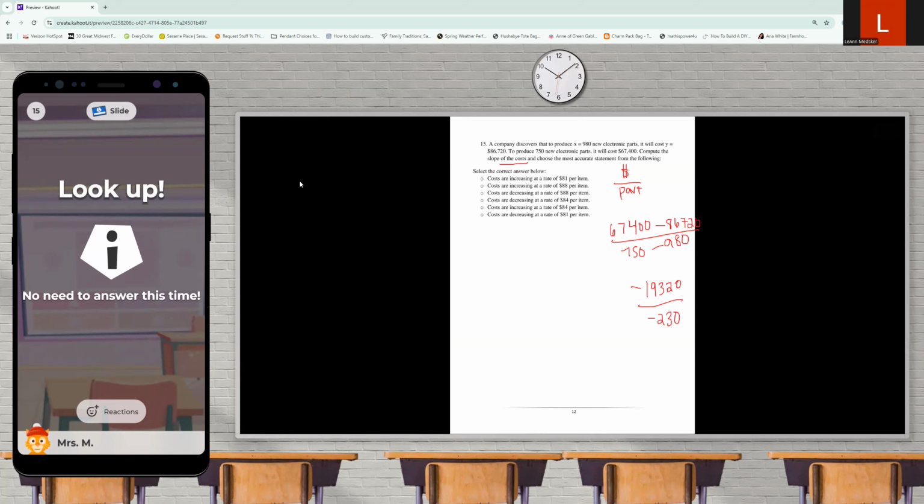Costs are increasing at a rate of $84 per item. Oops. Didn't want that to cover that up. So it is the one right above the bottom. So this one right here. Okay. And that's it for the notes for this part. So that's the rest of 3A3.